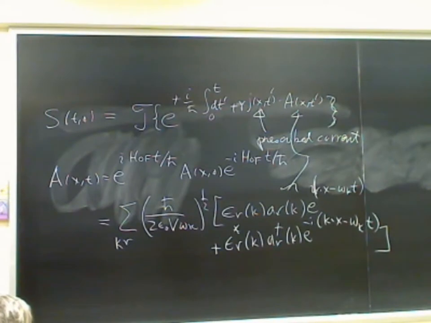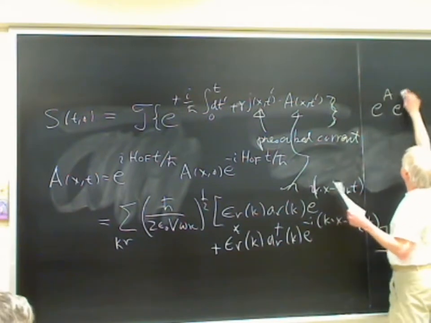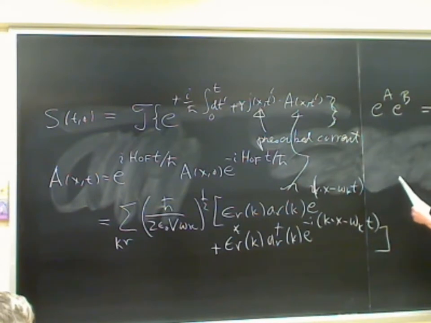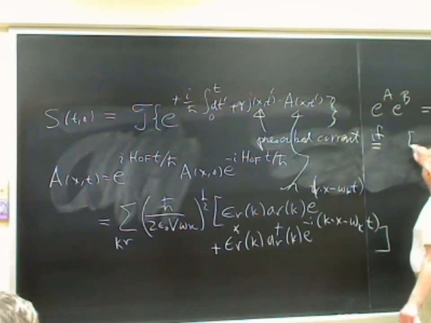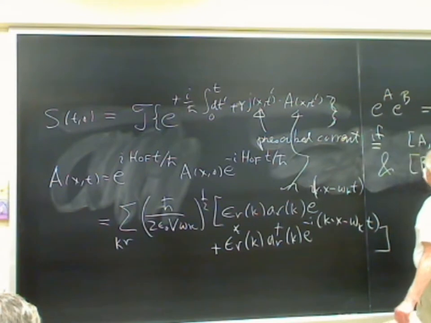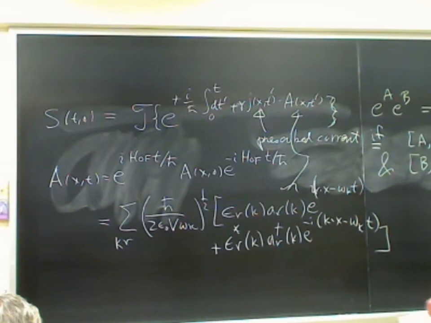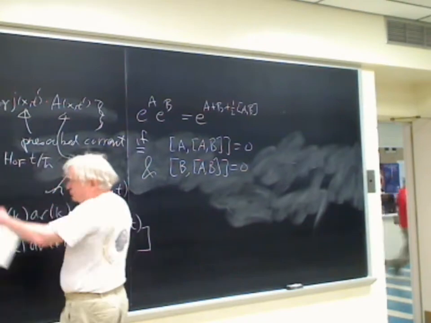Now, there's an identity which is important, very important in quantum optics. e to the A times e to the B is e to the A plus B plus a half the commutator of A with B. And this holds, this isn't universal, this holds if the commutator of A with AB equals zero and the commutator of B with AB equals zero. Otherwise, there's an infinite series here in the exponent. Okay, what does that mean? Well, up here, you see we've got to time order these things. So this is not simply an exponential, it's a product.